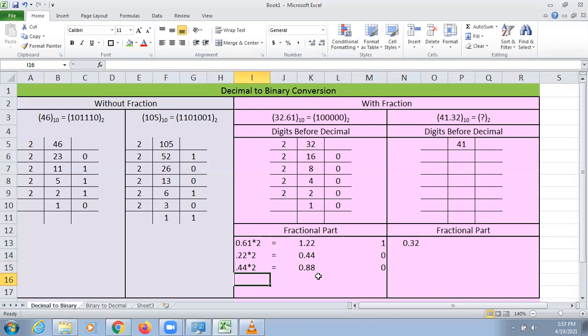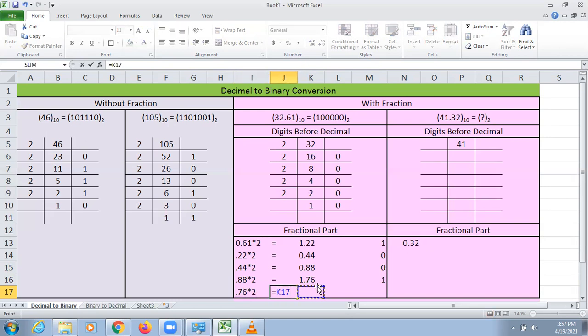Now next time, 0.88 multiplied by 2 is equal to 1.76. Now this time you are getting 1 before decimal. So you will write 1 here, and again write 0.76 multiplied by 2.